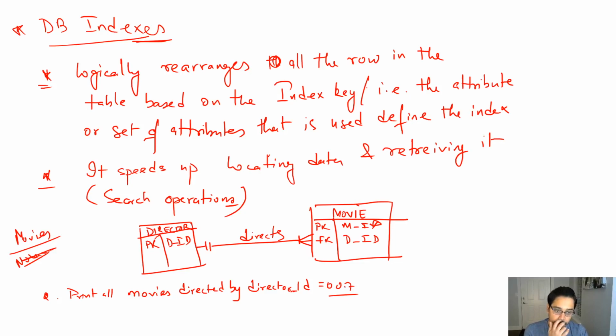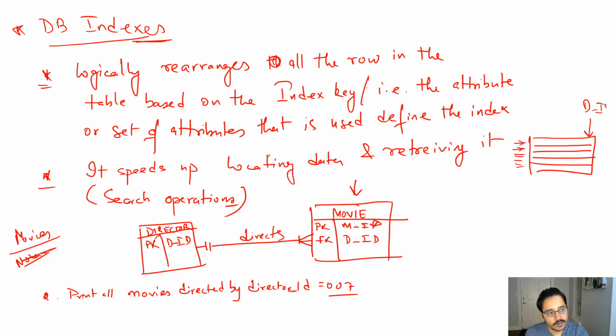So now, in a traditional format, if you don't have indexes, what you will have to do is go to the movies table, and then for all the rows present in the movies table, go through them row by row. You go to the column director ID and check, for each row that you visit, whether the director ID is equal to 007. If true, you take that row and extract it for your result set. Otherwise, you move on, right?